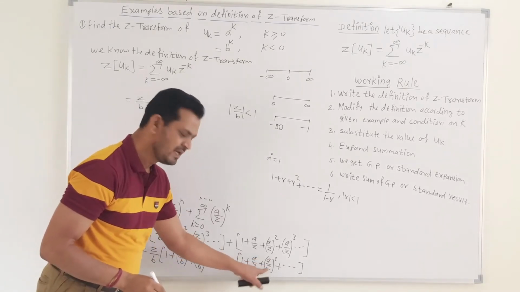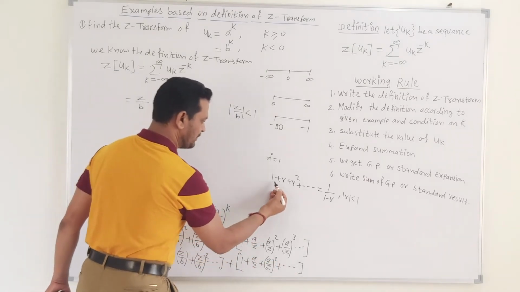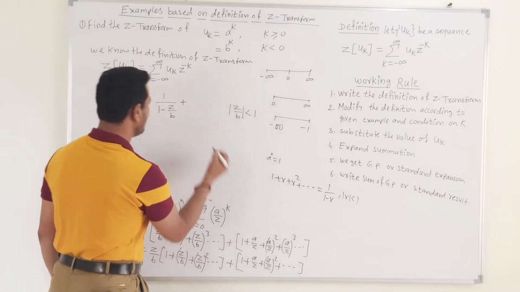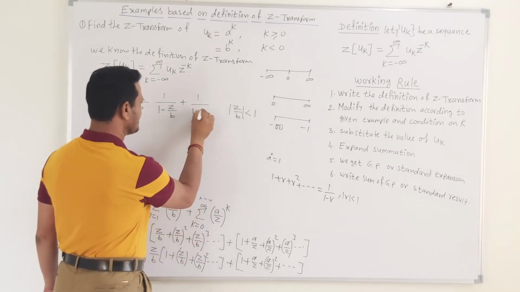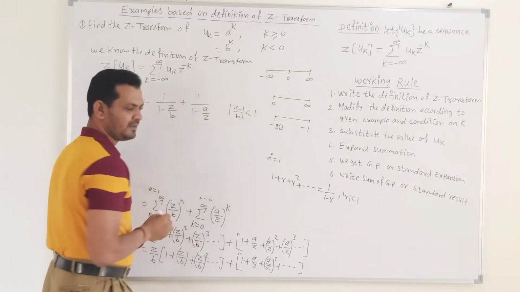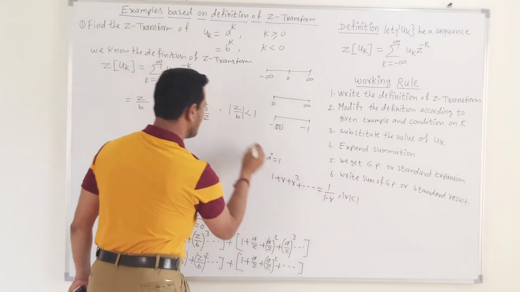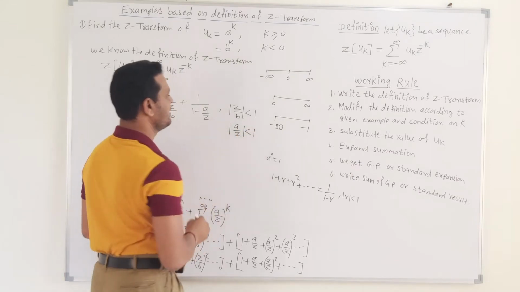So this is about the first term, that middle sign is plus, then we can write this second term as 1 plus a by z plus (a by z) square. If we compare this sequence with this geometric progression, then here the value of r is a by z. We can write its summation as 1 upon 1 minus r. That means this is 1 minus a by z. Then again mod of r is less than 1.